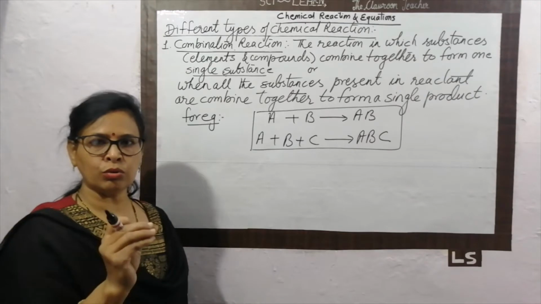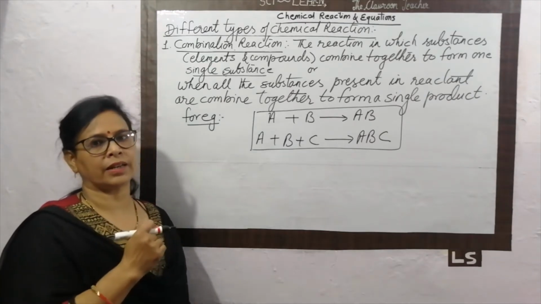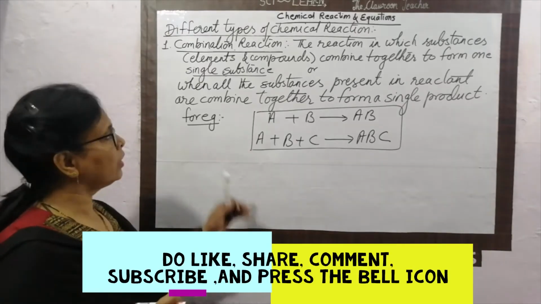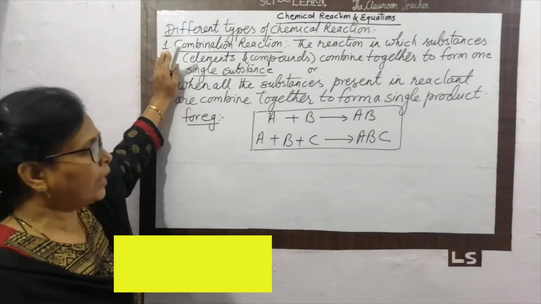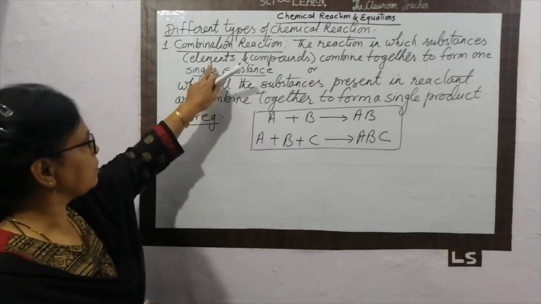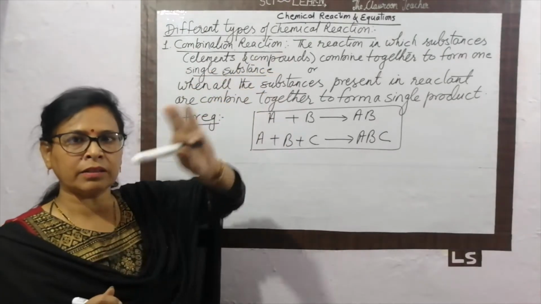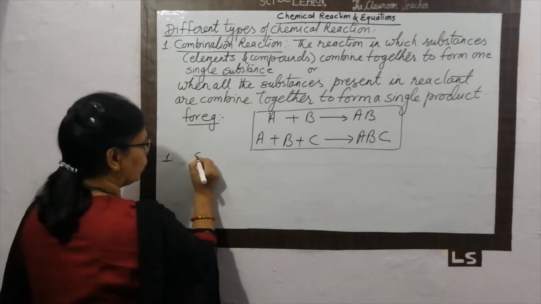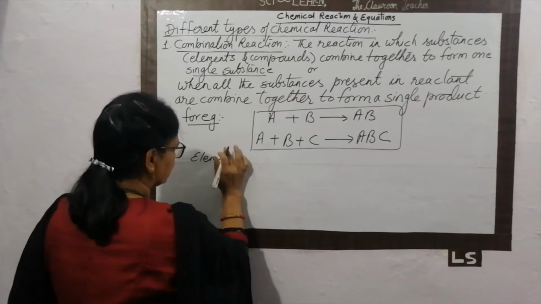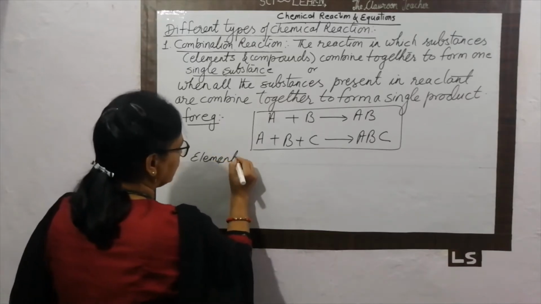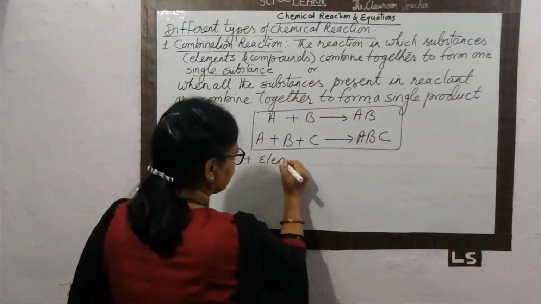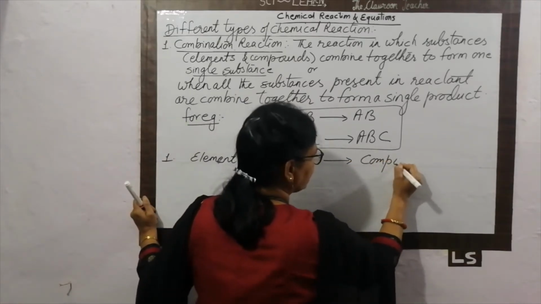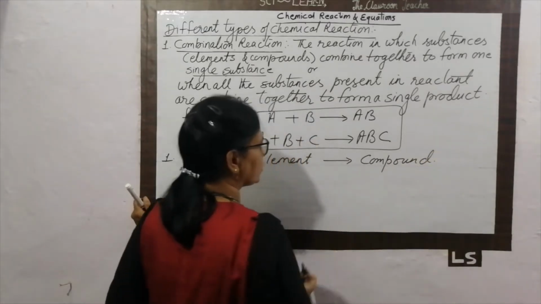When 2 or more substances are combined together to form only one substance, then it is called the combination reaction. And these substances may be elements or compounds. There are 3 possibilities. First, when an element combines with an element to form a compound. First possibility of combination reaction.